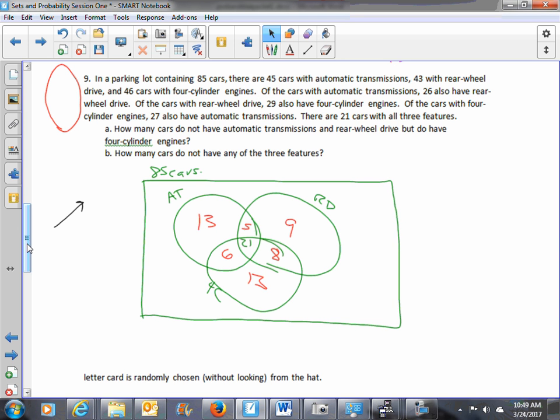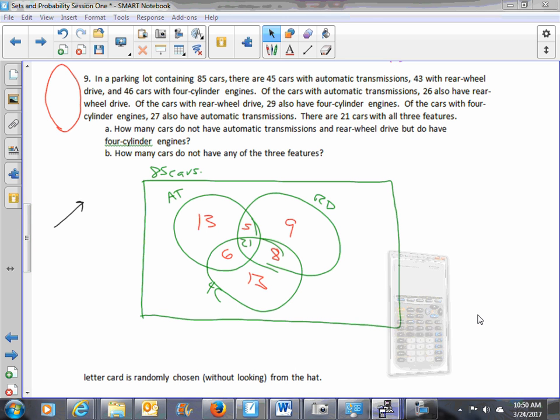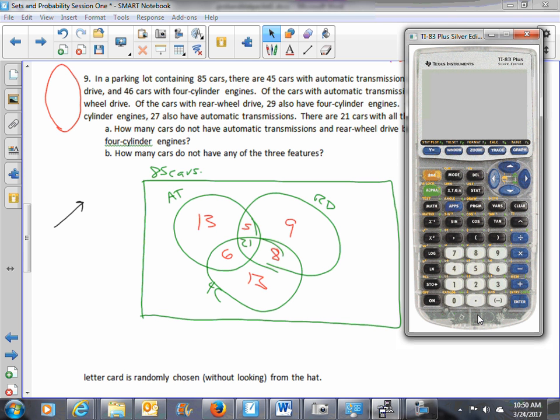Now we have a total of 85 cars, and in this particular case, I think it'd probably be best for me to just use a calculator to add all of these things up. So we've got 13 plus 5 plus 9 plus 6 plus 21 plus 8 plus 13 gives us 75, which means I believe there's 10 in this region here. Now I think we're ready to answer the questions.